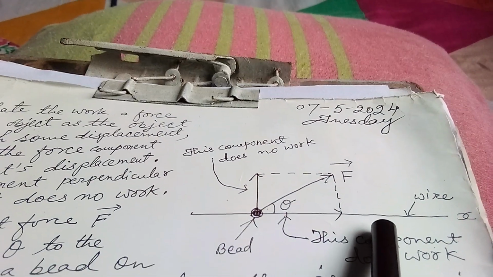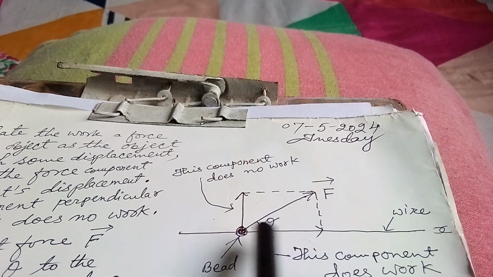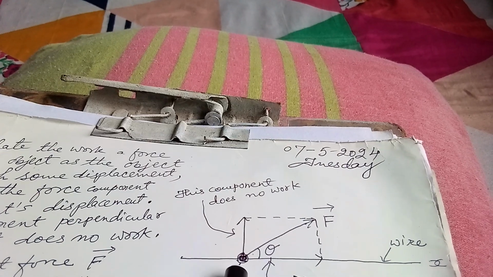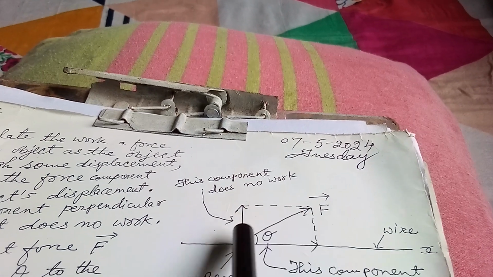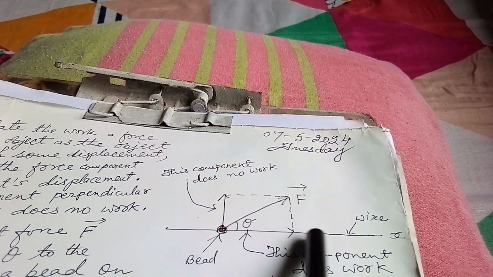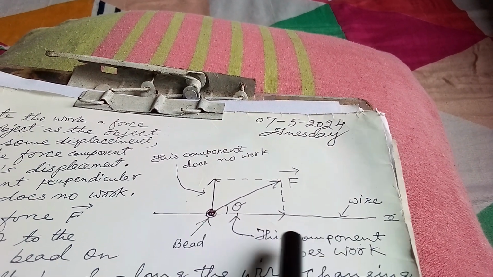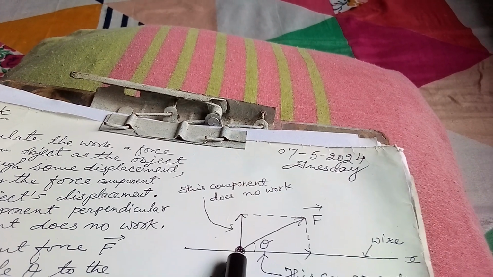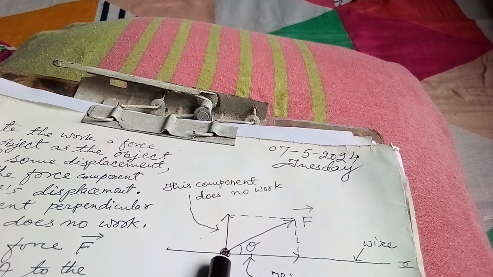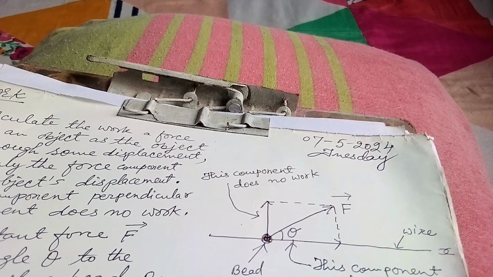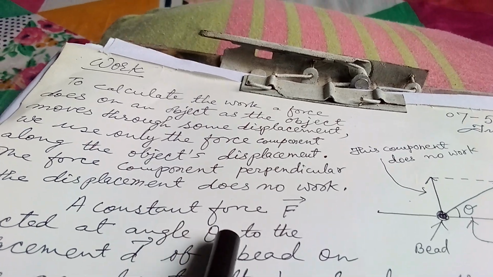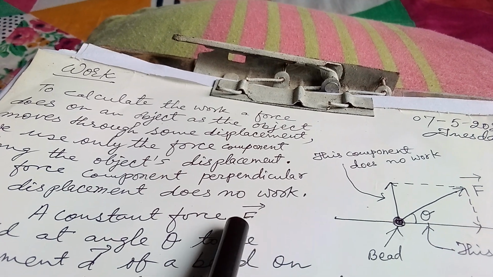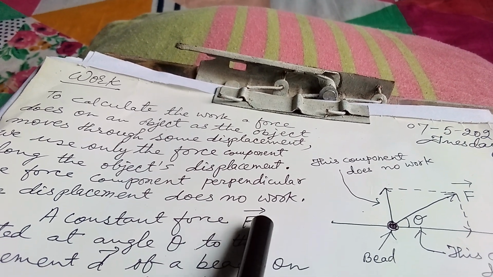As in this diagram you find, this is the wire, this is the bead, and this is the vector component of force. This component, which is along the wire, does work. But this component, which is perpendicular to the wire, does no work. So, a constant force F, this arrow mark shows vector. That means it is moving in a particular direction. That's why it shows the direction, and so it is a vector quantity.